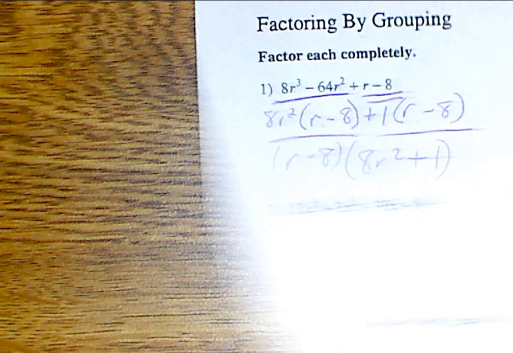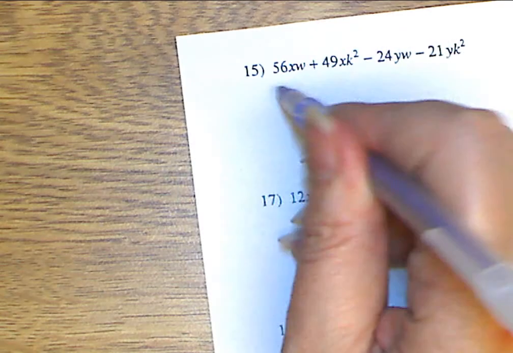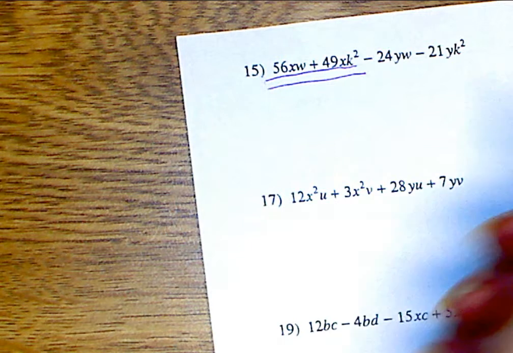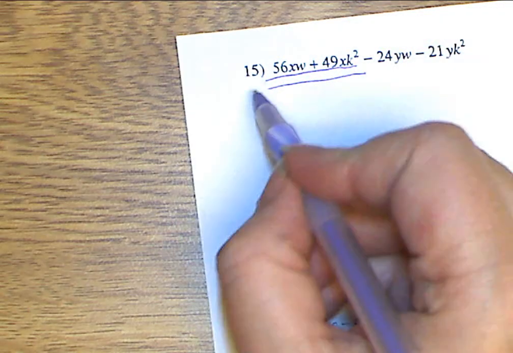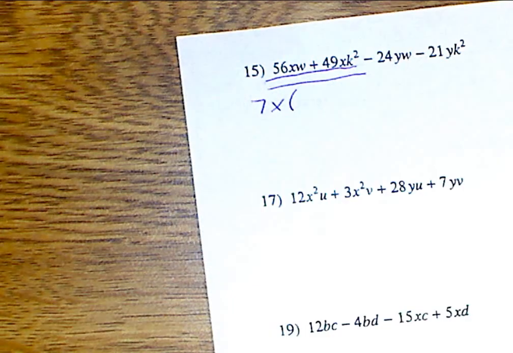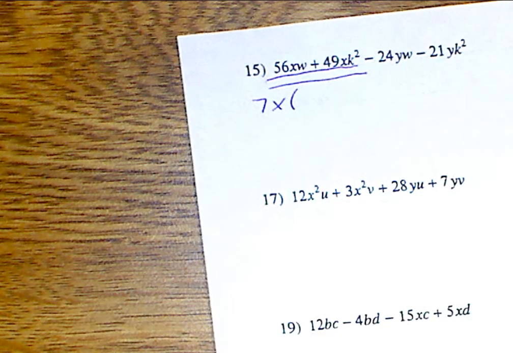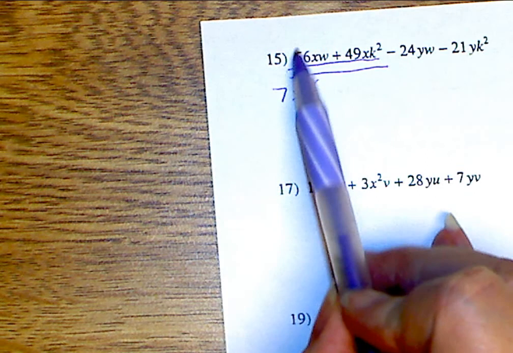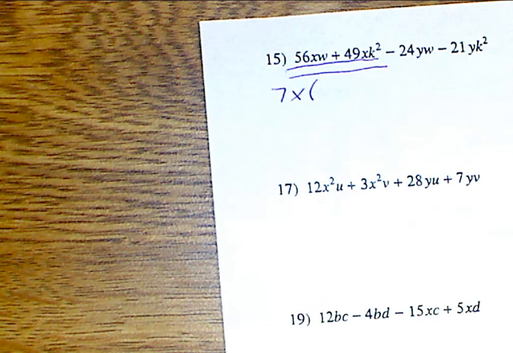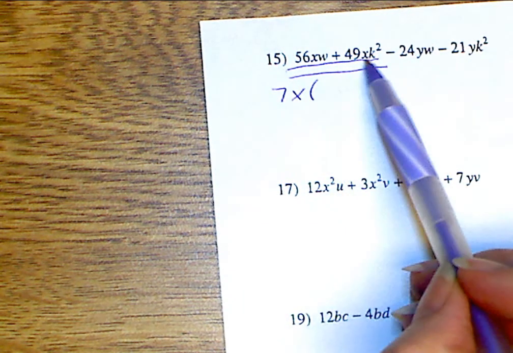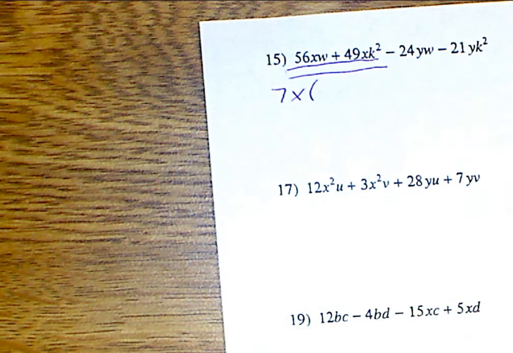All right, so looking at the first two, what do the first two have in common? So we have 7x, right? On 15. What number goes into 56 that goes into 49? 7. And then they both have x's, so we're going to have that there.